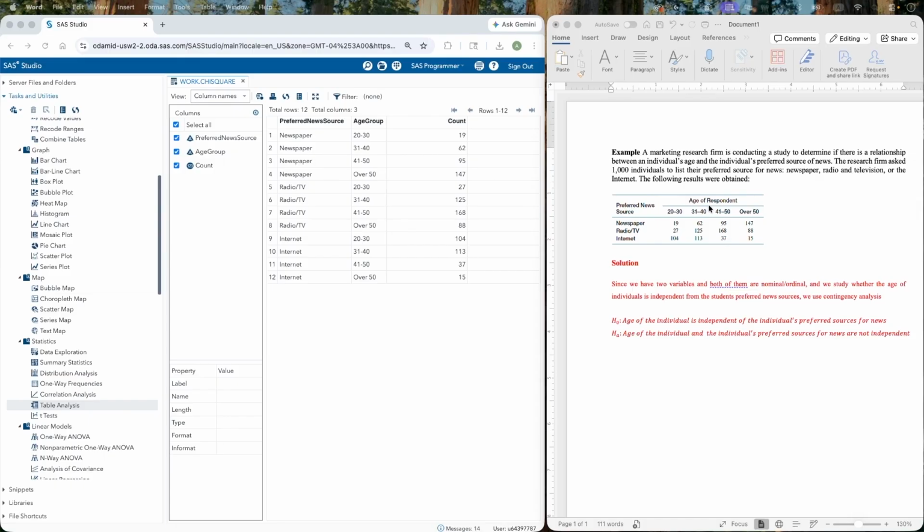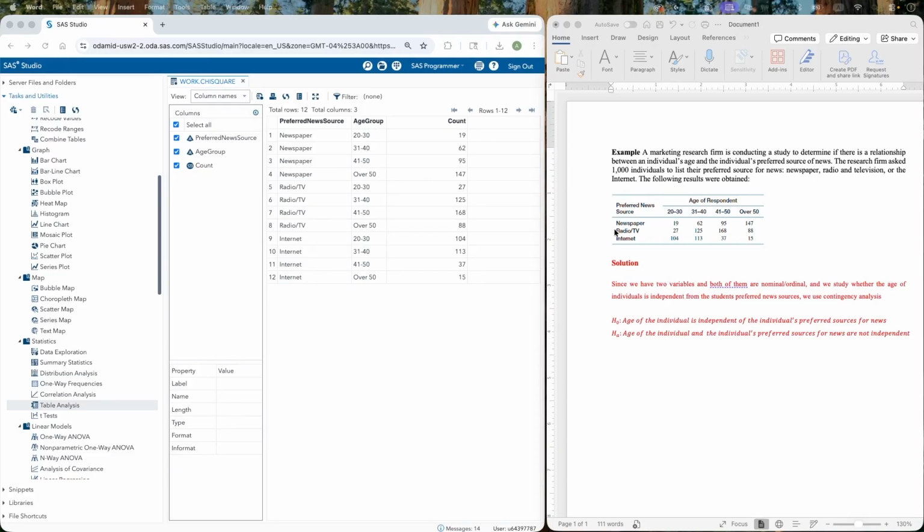Because of the variables that we have, if you look at the first one, the preferred news source, it contains 3 levels. So it's categorical. The measurement is nominal because we have 3 levels. The order doesn't matter. There's no number. So they just sampled 1,000 individuals randomly.